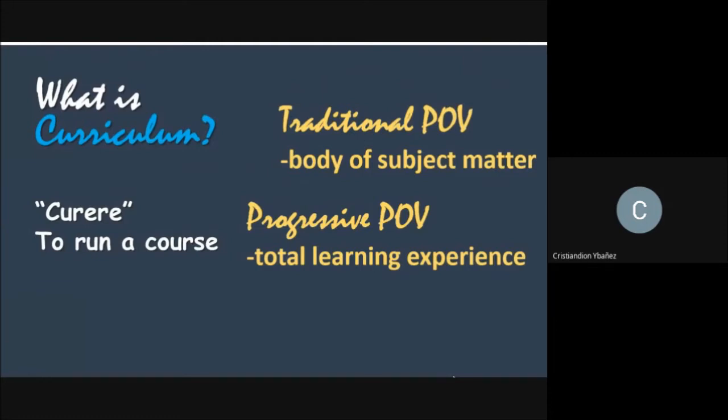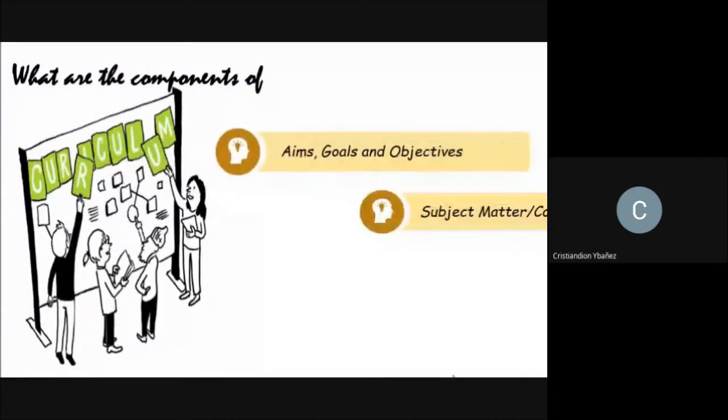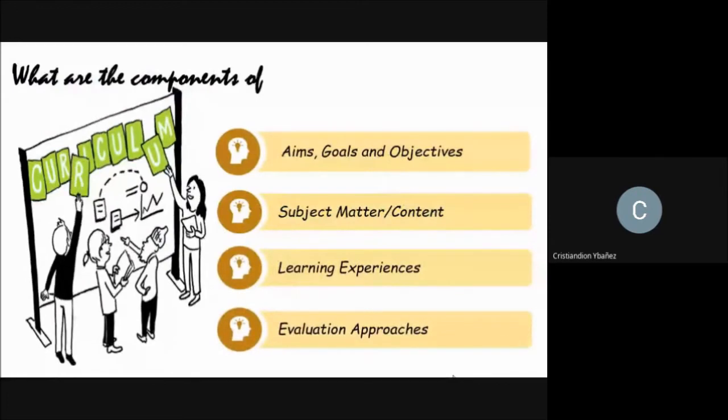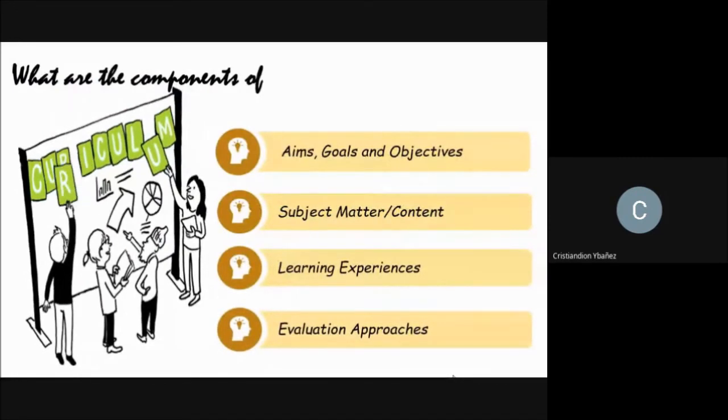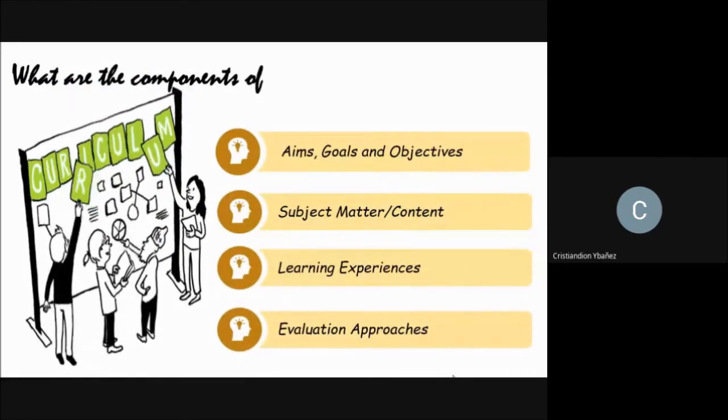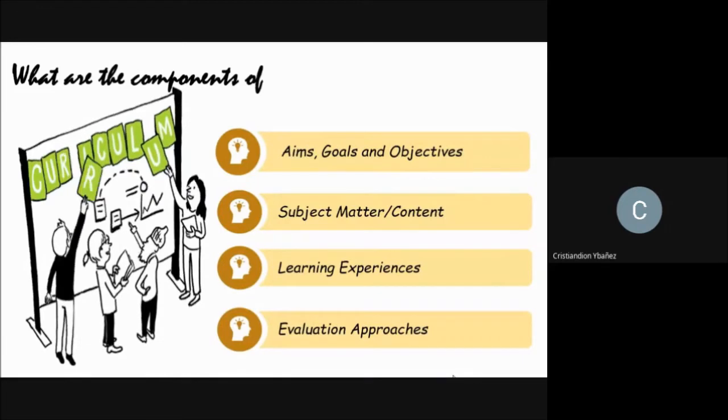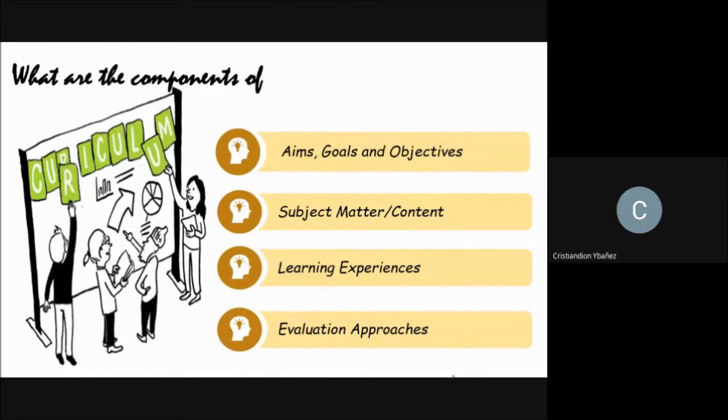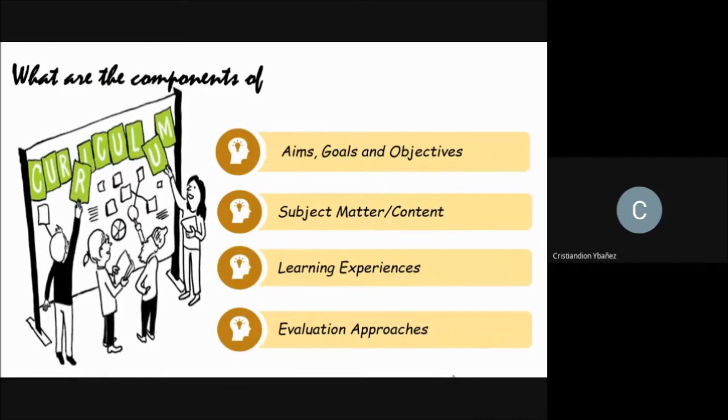So these are the four components of curriculum which are very essential. First one is the aims, goals, and objectives. Second is the subject matter or subject content. Next is the learning experiences or the instructional methodologies. And we have the last one, curriculum evaluation or evaluation approaches.